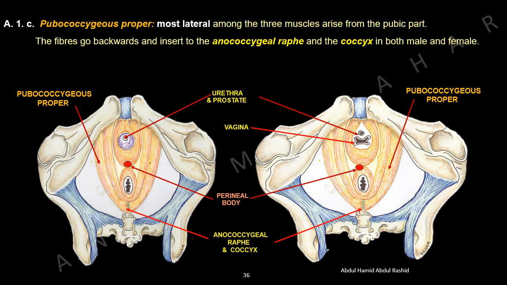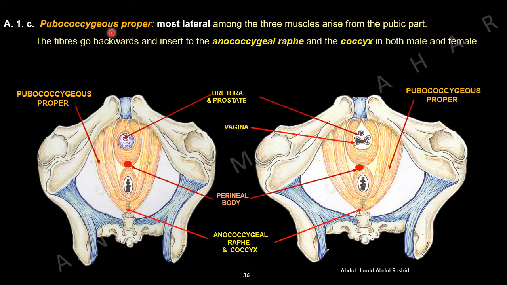Pubococcygeus proper. This muscle is the same in both male and female. You can see here, this is pubococcygeus proper. This is the anococcygeal raphe, and this is the coccyx.